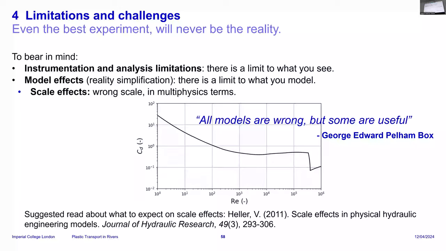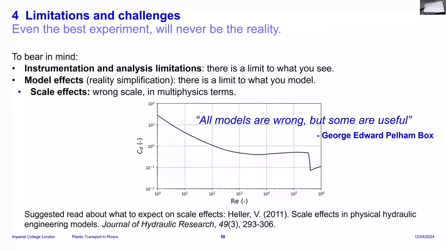Another example, we cannot conclude, for instance, on the orientations in turbulent transport because our detection of the main axis of the plastics was not very robust, so we stopped there. There's a limit to what you can see. You cannot conclude more than what you can see. And then we have model effects. In my experiments, we are simplifying the river as a 1D flow. In reality, in a river, you may have many other processes, like river banks, and centripetal forces in the meanders. So every model is a simplification.